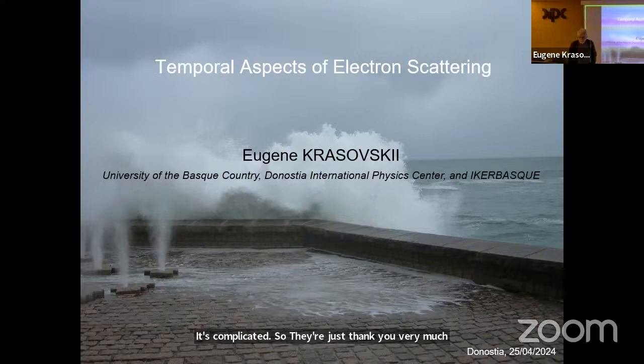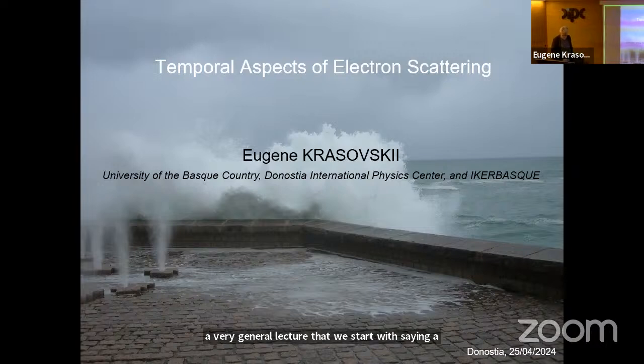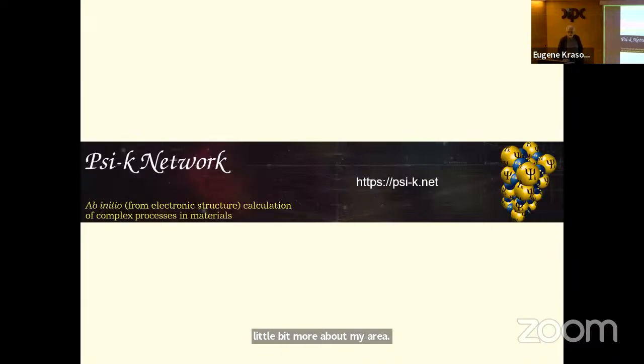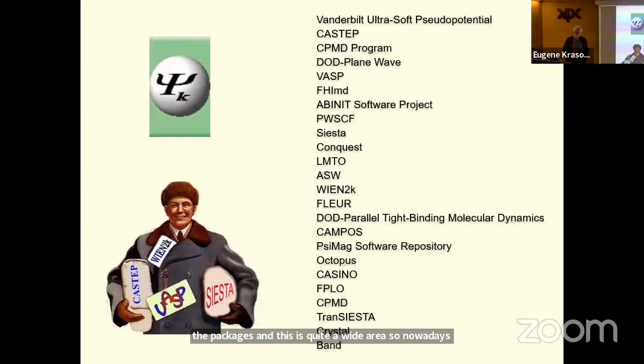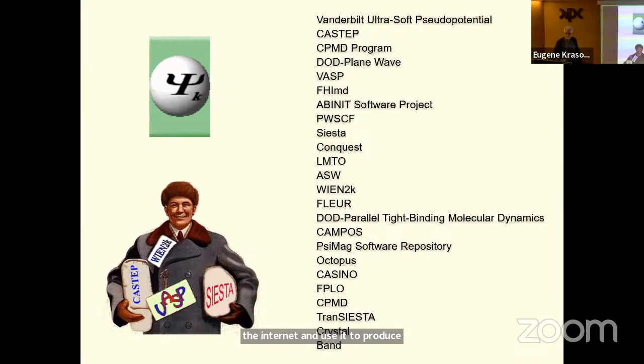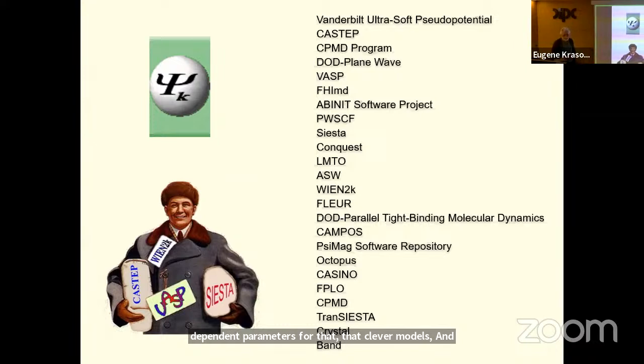And because this is supposed to be a very general lecture, let me start with saying a little bit more words about my area. So I'm an ab initio scientist, and people of my profession are united in this so-called Psi-k network, where developers of the computer codes and the users exchange their packages. And this is quite a wide area. So nowadays, one usually thinks of an ab initio scientist as someone who has enough education to download a computer package from the internet and use it to produce some material-dependent parameters for the clever models developed by real physicists. And that's actually not what I mean when I say an ab initio scientist.